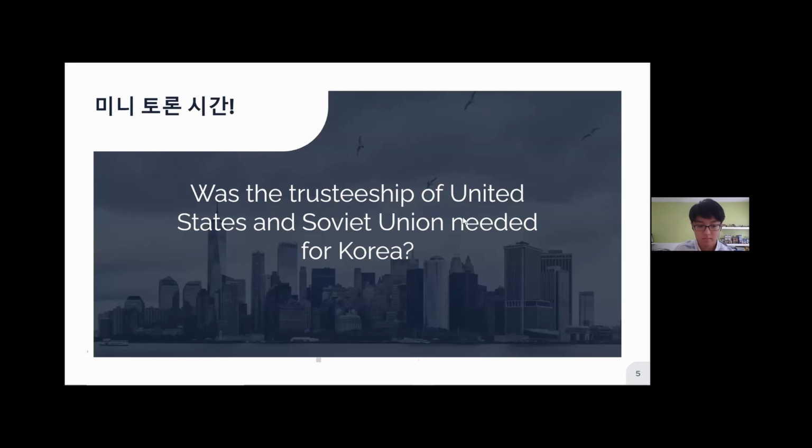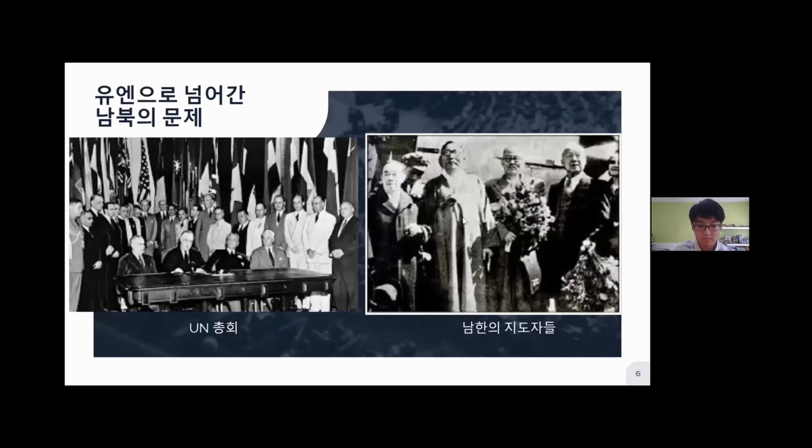All right, so continuing with my presentation. As we panelists discussed, the United States and Soviet Union never agreed with each other because of the proxy war they were engaged in. So the issue was now handed to the United Nations, since they thought it was more fair for the world to handle this issue rather than just two countries.